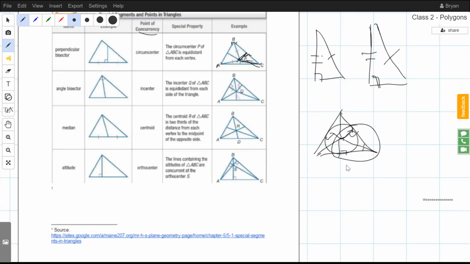The median of a triangle is not the intersection, it's just the line from a vertex to the midpoint of a side, here to here. And their intersection is called the centroid. The special thing about a centroid is that it will always split the median into a length ratio of 2 to 1.